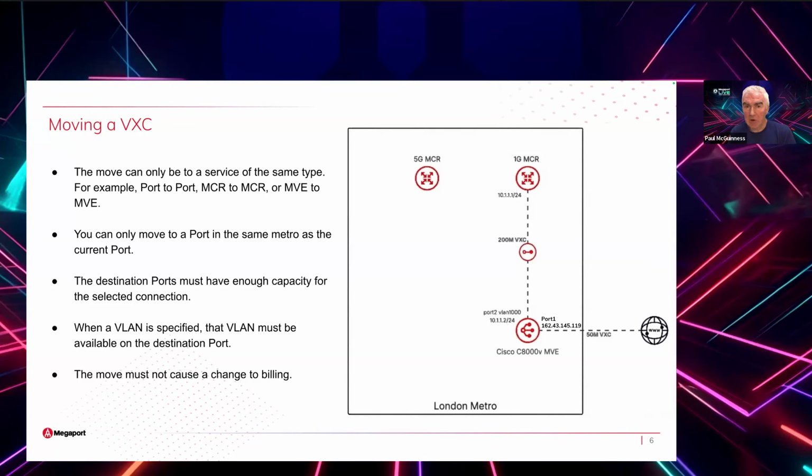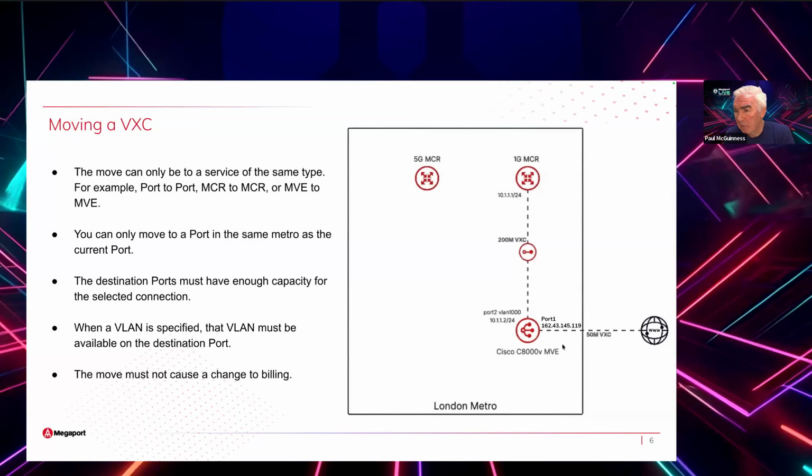So let's cover off some of the rules around moving a VXC. So you can only move a VXC from the same type of access product. So you can move the VXC end from one port to another port, from an MCR to another MCR, MVE to MVE. And you can only move to a port in the same metro as the current port, MCR or MVE. And there must be enough capacity on the selected service that you're moving to. And if a VLAN is specified, the VLAN must be available on that destination port or it will not work. And then finally, a good rule to bear in mind is that it must not cause a change to billing. So if it's just moving inside the metro, that doesn't change the billing in any way, and you're just moving from one service to another.